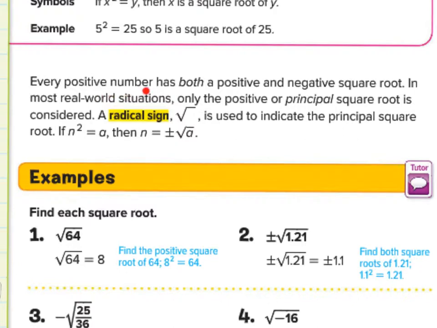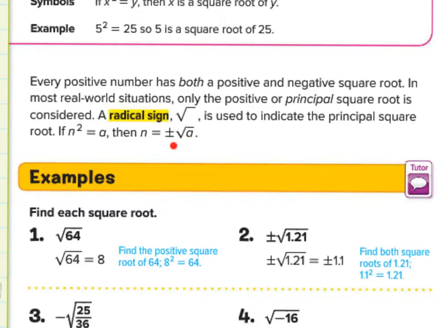Every positive number has both a positive and a negative square root. In most real-world situations, only the positive, or principal, square root is considered. A radical sign looks kind of like a division sign, but it's not. It's used to indicate the principal square root. If n to the power of 2 is a, then n can be positive or negative square root of a.